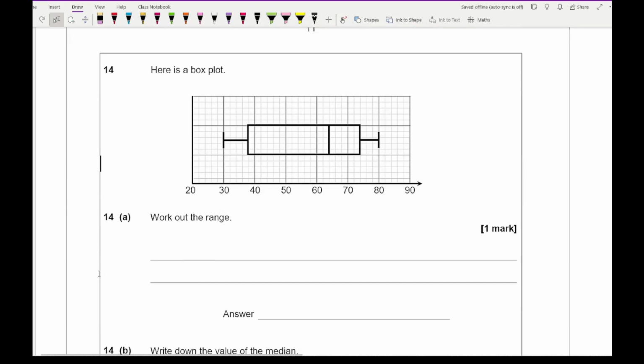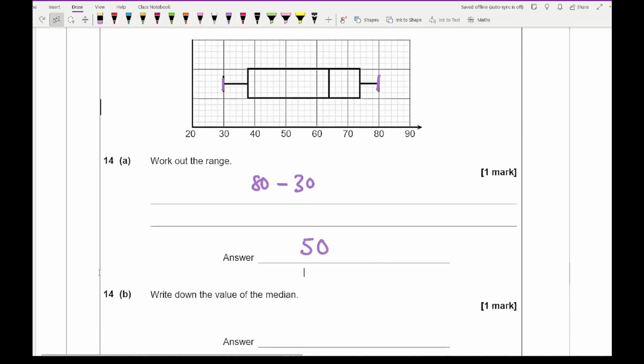Moving on to question 14, it says here is a box plot. The first question is asking us the range. Well, the range is going to be this value take away this value, so it's going to be 80 minus 30, which is 50. Then work out the median.